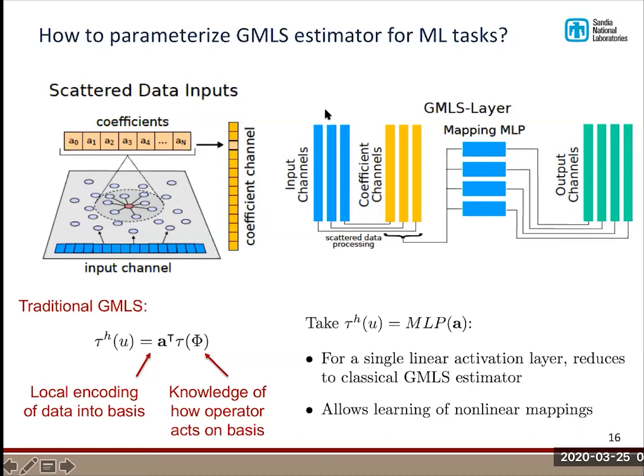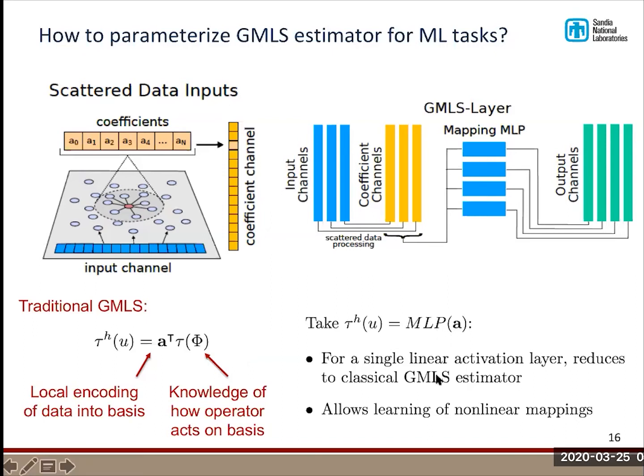So you start from your scattered data, that's your input channels. You feed that into your GMLS coefficients, and then you feed those GMLS coefficients into a dense layer, into a multilayer perceptron. And so that's equivalent to estimating in this GMLS framework, as it's equivalent to assuming that tau of h is equal to a multilayer perceptron acting on a coefficient basis. And if you choose for your dense layer a single linear activation layer, this reduces back to the classical GMLS estimator, which has all this extremely nice theory.